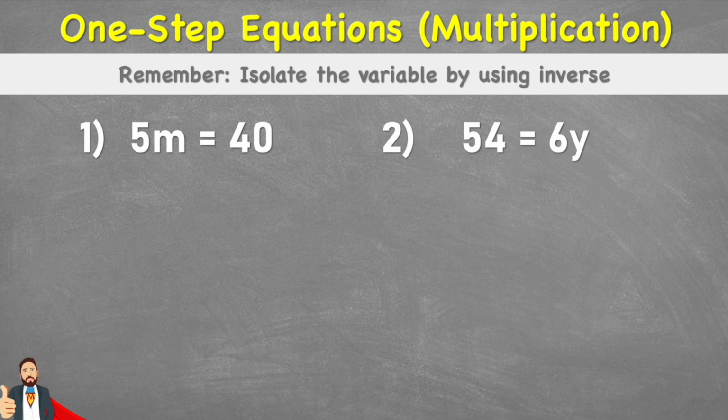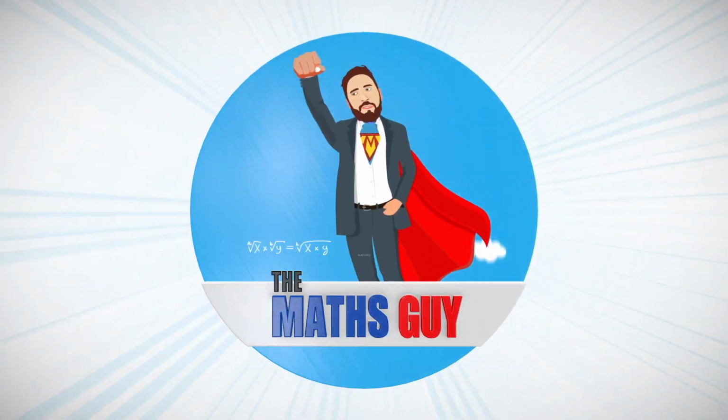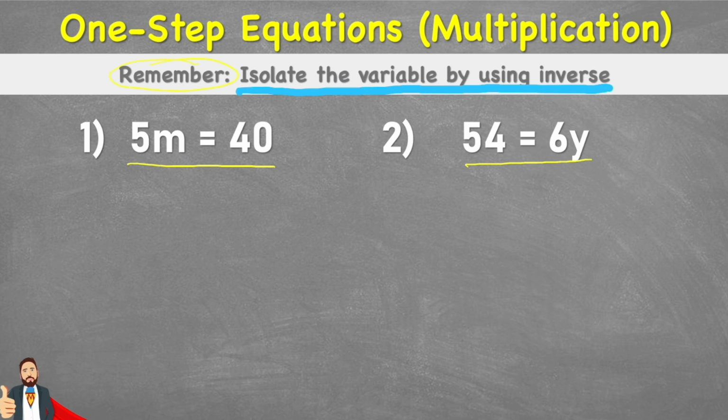Today we're looking at one-step equations that involve multiplication. Let's go. So we have these two questions that we're looking at. We have 5m equals 40 and we have 54 equals 6y. And we're going to remember when we're doing a skill like this that we want to isolate the variable by using the inverse. And we actually have a few different ways to do that, and we're going to look at two of them here today.